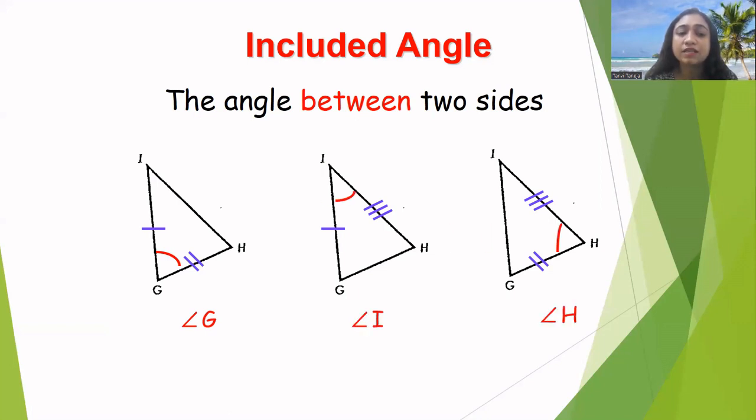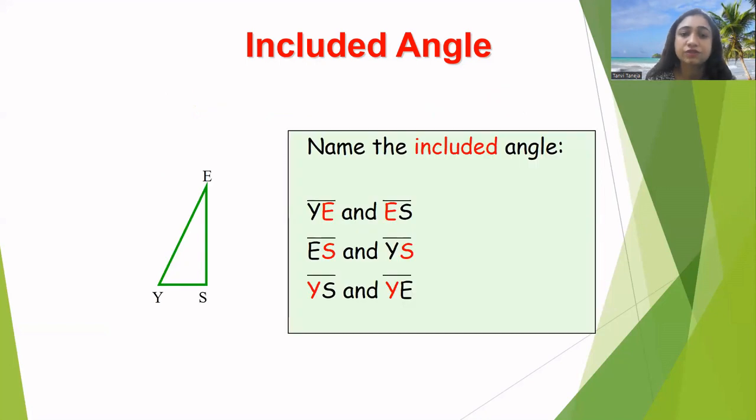So between IG and GH, we have angle G included. Between IG and IH, we have included angle I. Between GH and IH, we have included angle H. So this is particularly being asked from you. You can just pause the video and you can answer this question.